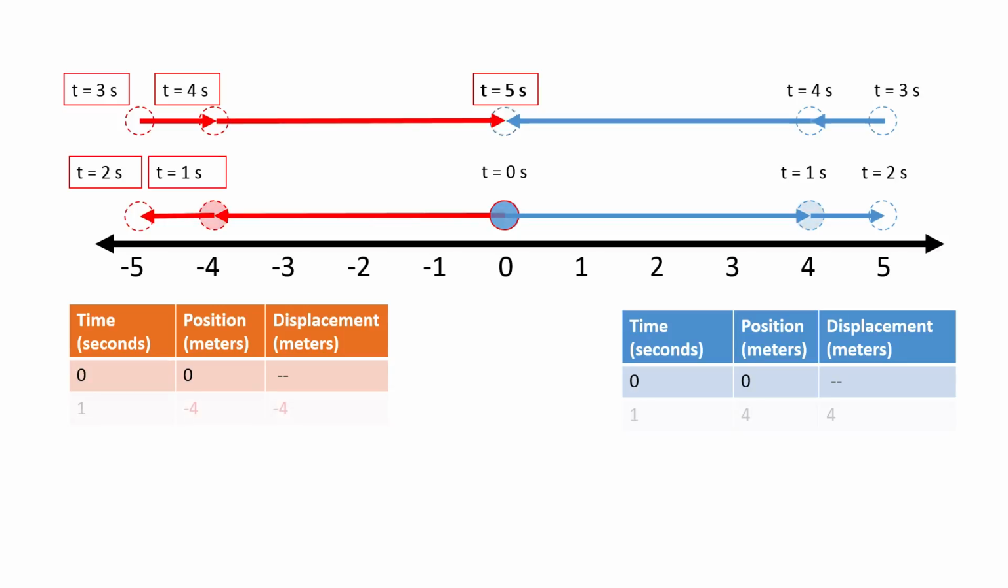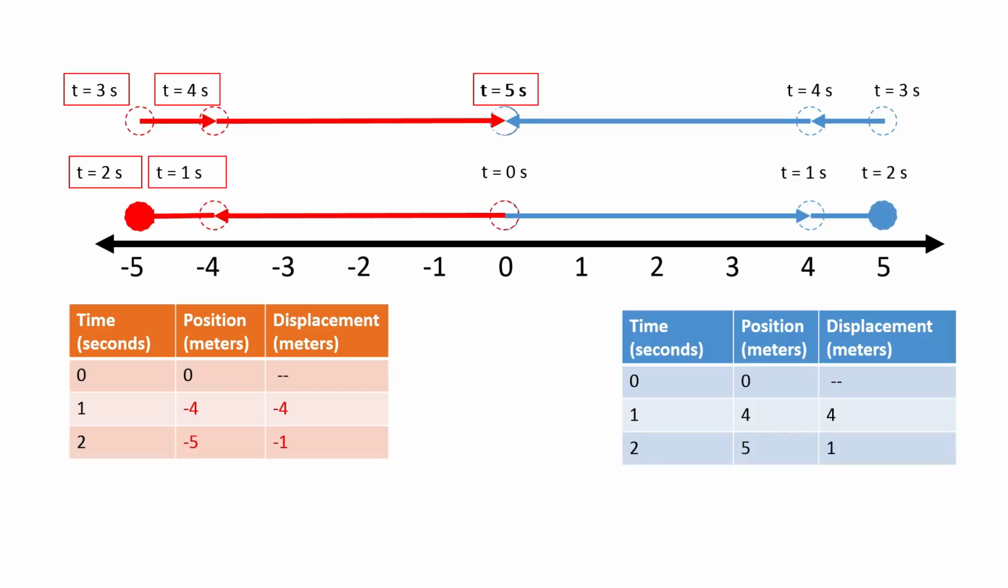At time t is 1 second, the objects moved to positions 4 and negative 4. To find the displacement, I subtract the old position from the new position. 4 minus 0 is 4, negative 4 minus 0 is negative 4. At time t equals 2, the objects moved to 5 and negative 5. 5 minus 4 is 1, negative 5 minus negative 4 is negative 1, and that gives us the displacements.